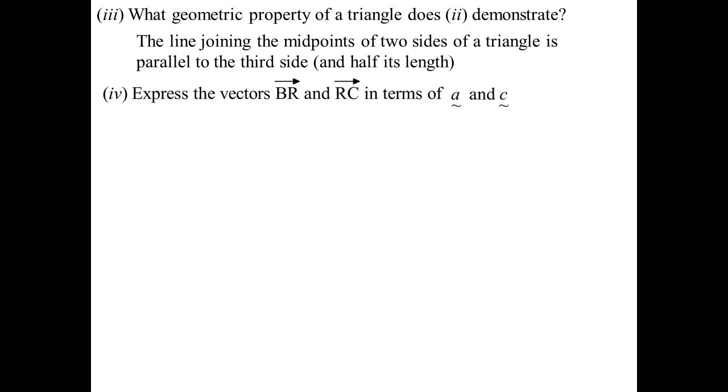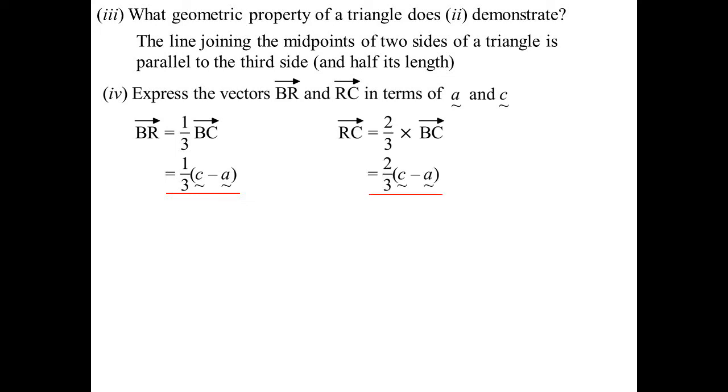How about BR and RC? Let's put those in terms of A and C. Well, BR is a third of BC. Remember, they gave us that information. And we said BC was C minus A, so it's a third of C minus A. What about RC? Well, RC was 2/3 of BC. So that'll be 2/3 of C minus A.